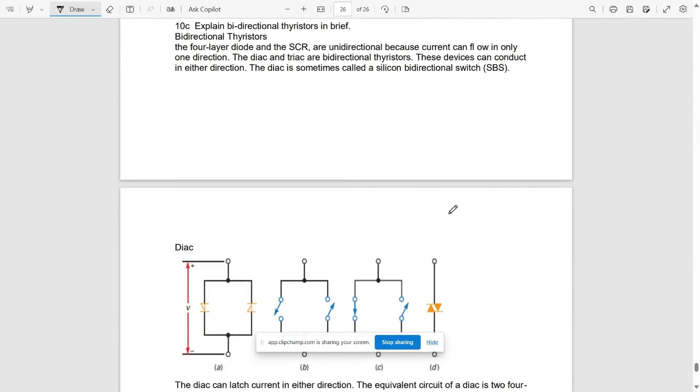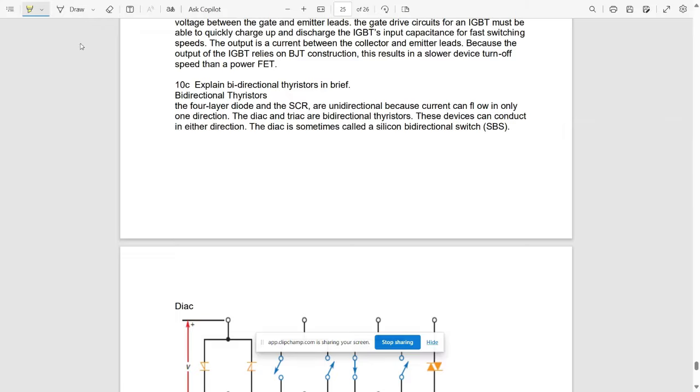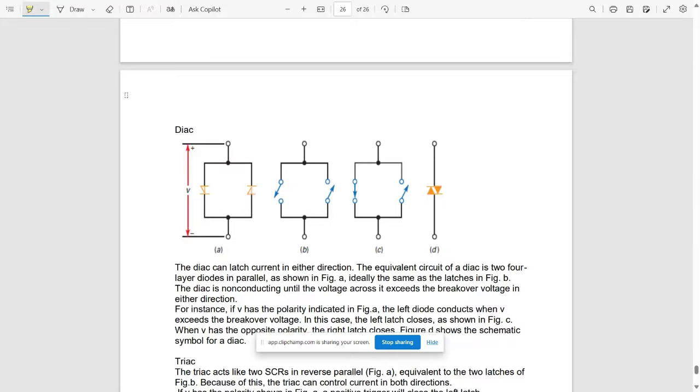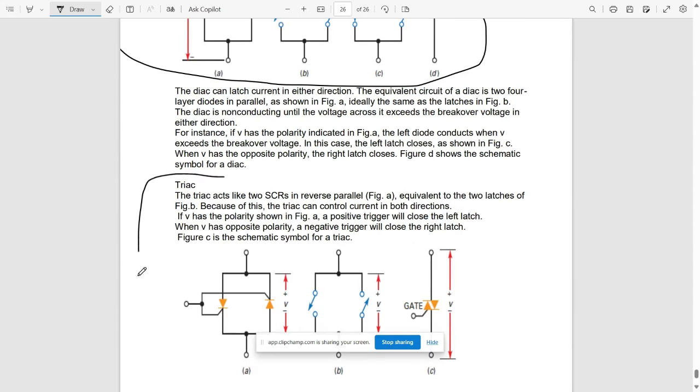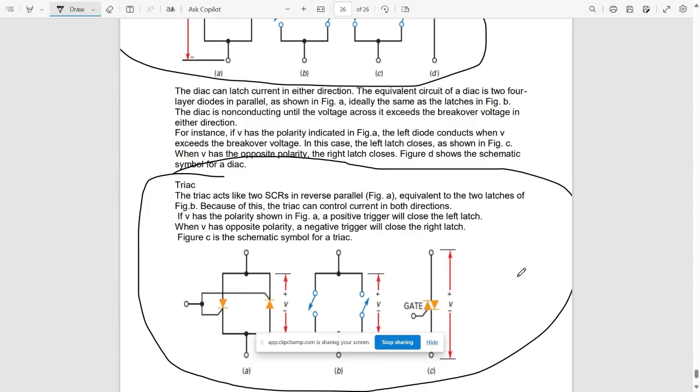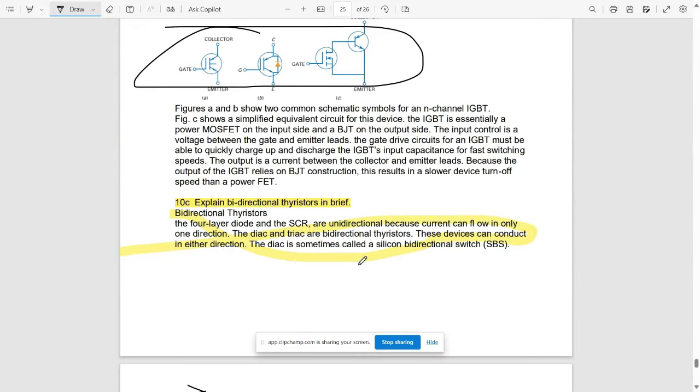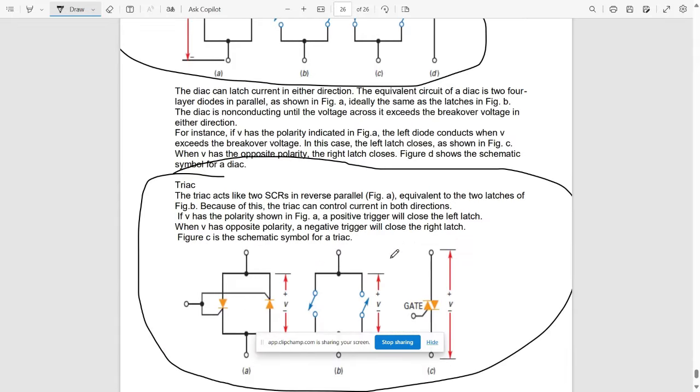Okay, and the last question is, we need to explain the bidirectional thyristors in brief. So again, these are a few of the explanations for bidirectional thyristors here. You can write it down. And this is the circuit block of this bidirectional thyristor, which is used as a DIAC. Also, using a TRIAC, you can explain the bidirectional thyristors. This is a very very important question. Please make a note of these bidirectional thyristors.